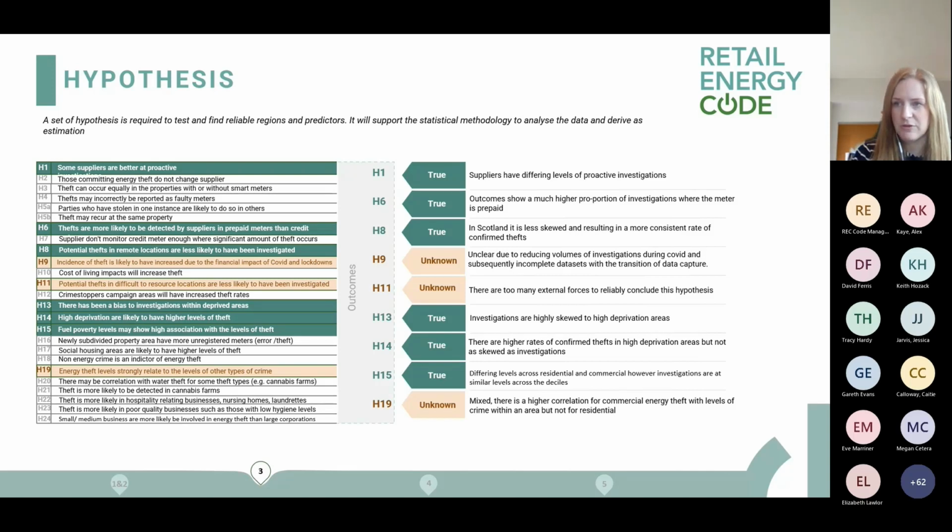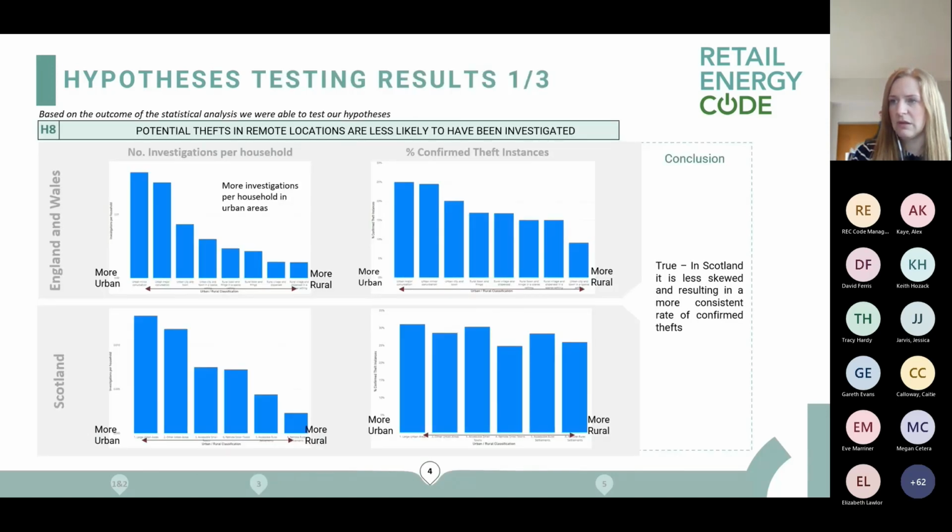And we'll step into a couple of these. We've got some more details over the next couple of slides. So we go to the next one. So this one is around potential thefts in remote locations being less likely to have been investigated. The data was split from England, Wales and Scotland.